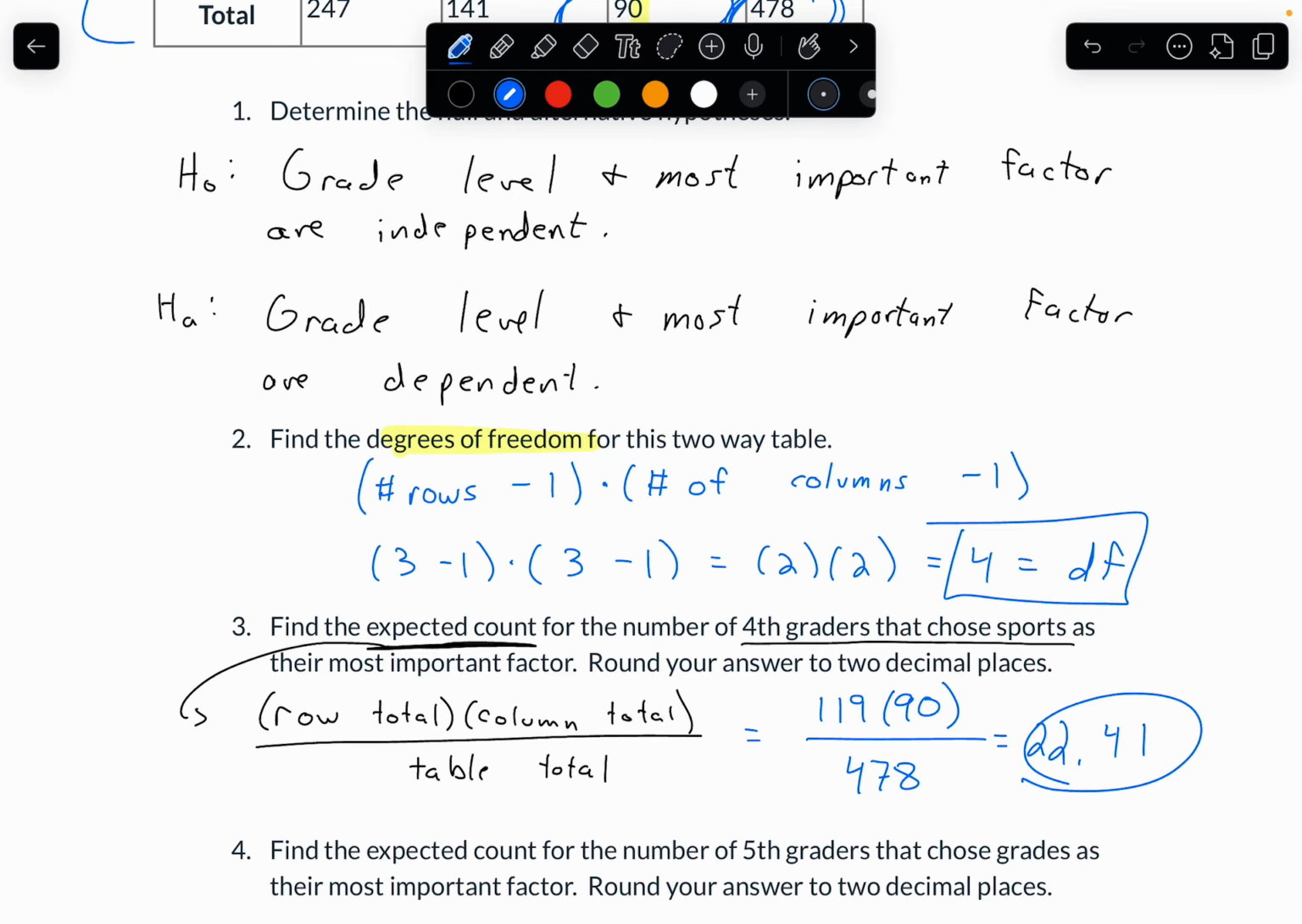Now, obviously, I can't have 0.41 of a person. That wouldn't make any sense. So if you wanted to round that either up or down to the nearest whole number, I think that would be fine. Obviously, for any homework problems, make sure that you read carefully. I do believe that they're going to ask for decimals, so just make sure you read carefully to know how many decimal places to round to. I'm going to leave it as 2 decimal places, 22.41.